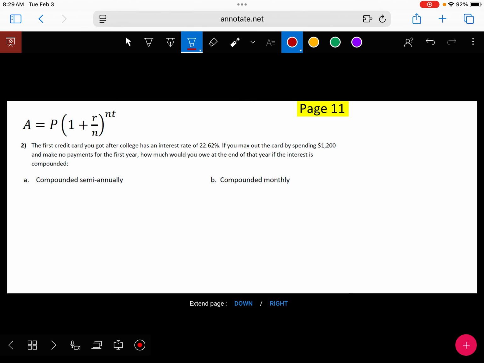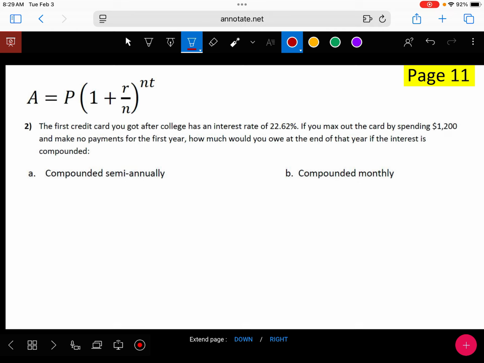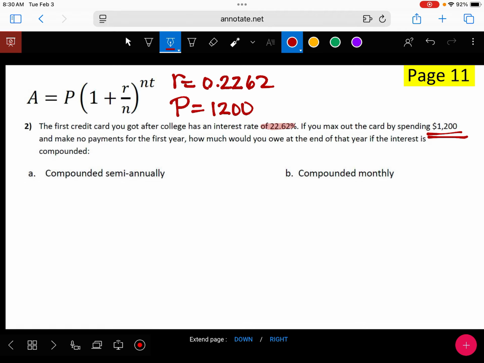Credit cards. So you got your first credit card. But this credit card has an interest rate of 22.62%, which if you divide that by 100, is 0.2262. So you maxed it out. So you're starting with a balance of $1,200. And if you don't make any payments for 1 year, so T equals 1, how much would you owe?